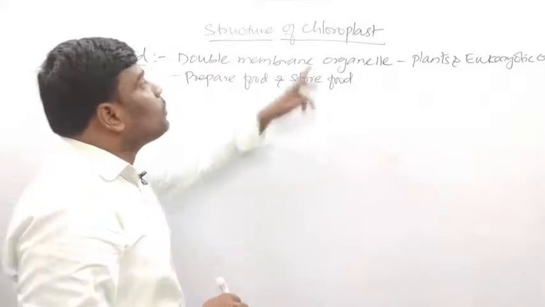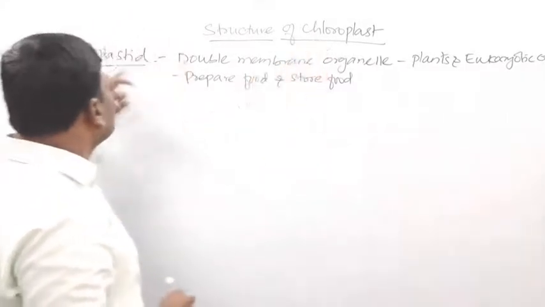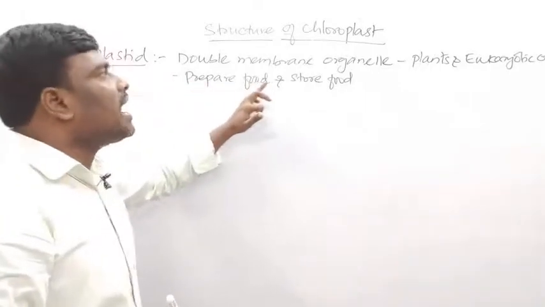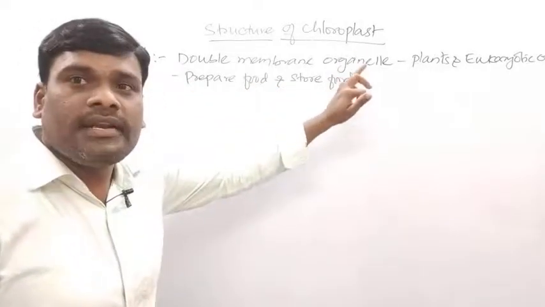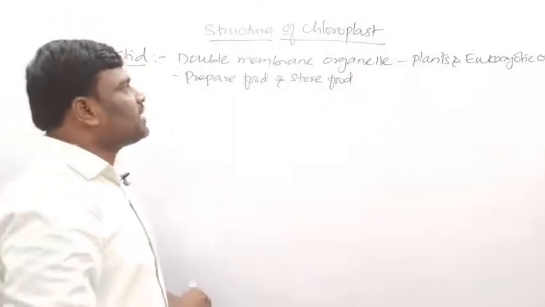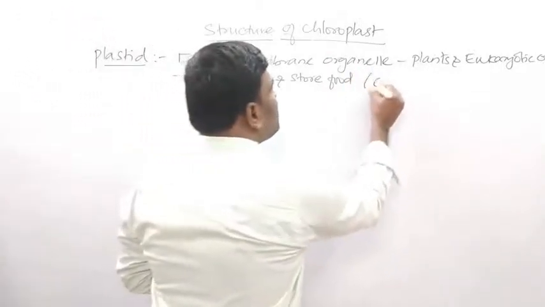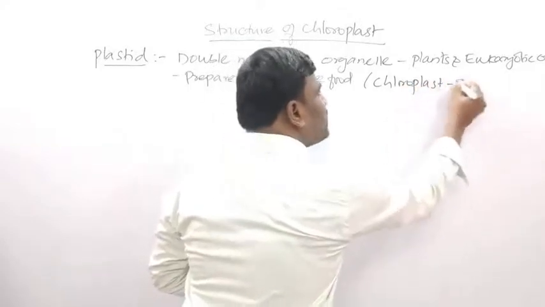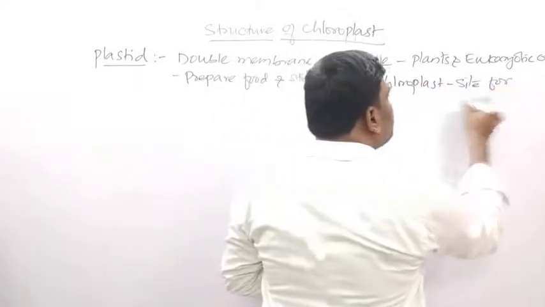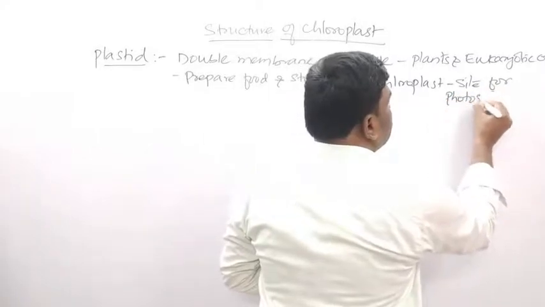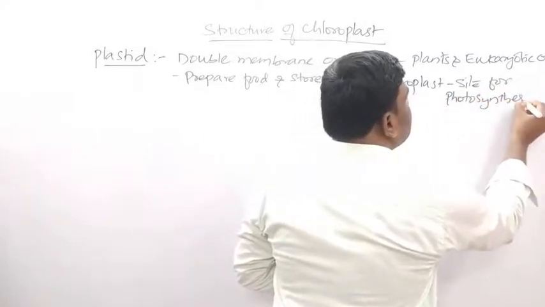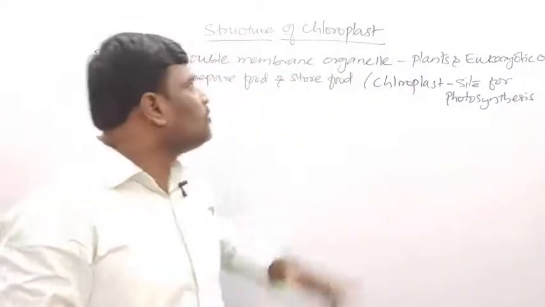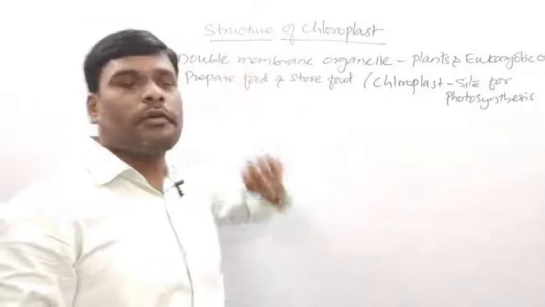And what about this chloroplast? This chloroplast is also a plastid which helps in preparing the food materials and also stores food materials in plants. So that means what, children? Chloroplast is a site for the photosynthesis process. So that is the reason we are going to study about this topic, the structure of chloroplast, children.